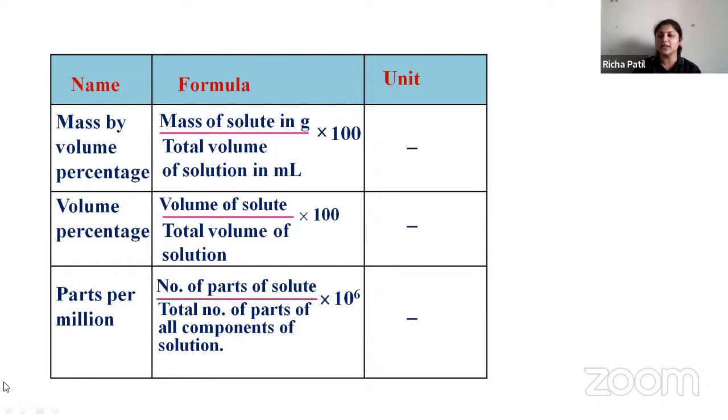Then parts per million. How do you calculate it? It is the number of parts of solute divided by the total number of parts of all components of the solution, into 10 raised to 6. This is the way you express parts per million.